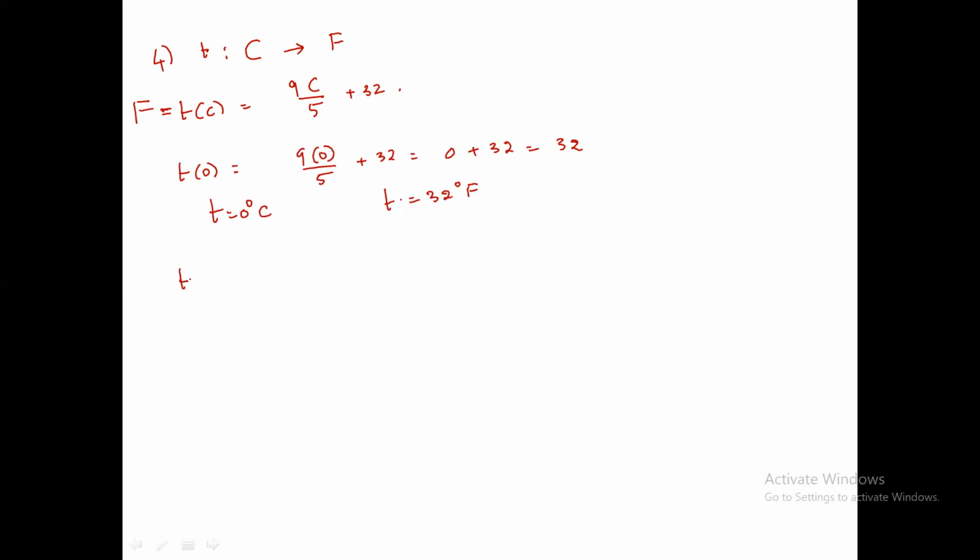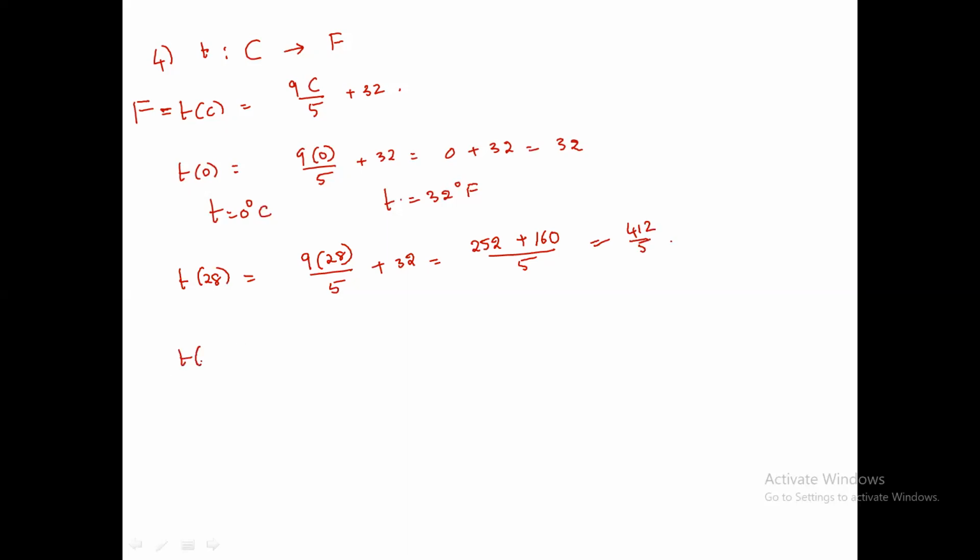Similarly, we have to find T of 28. So in place of C, you have to put 28. 9 into 28 by 5 plus 32. So you will have 9 into 28, 252, plus 5 into 32, 160, by 5. That is 412 by 5.